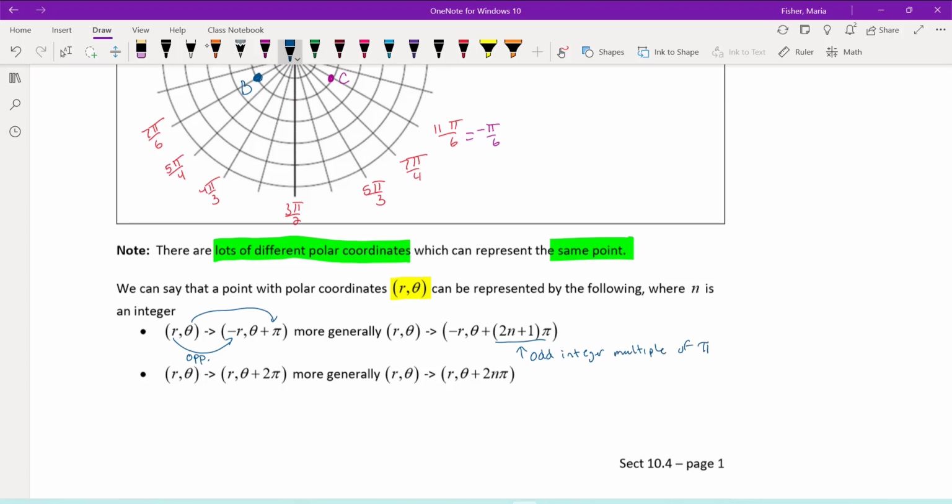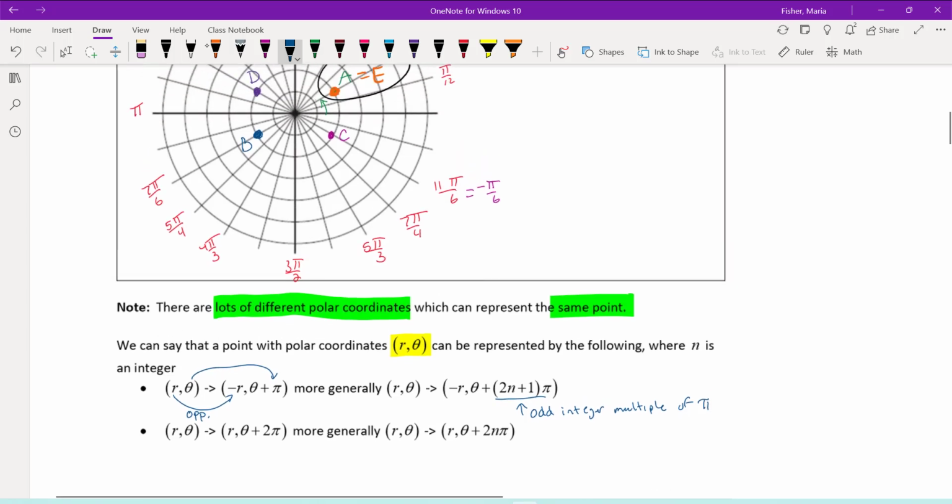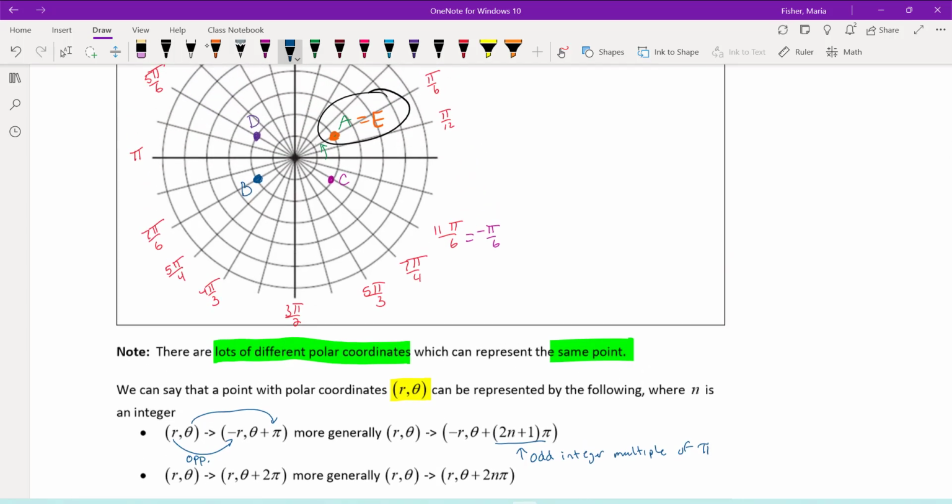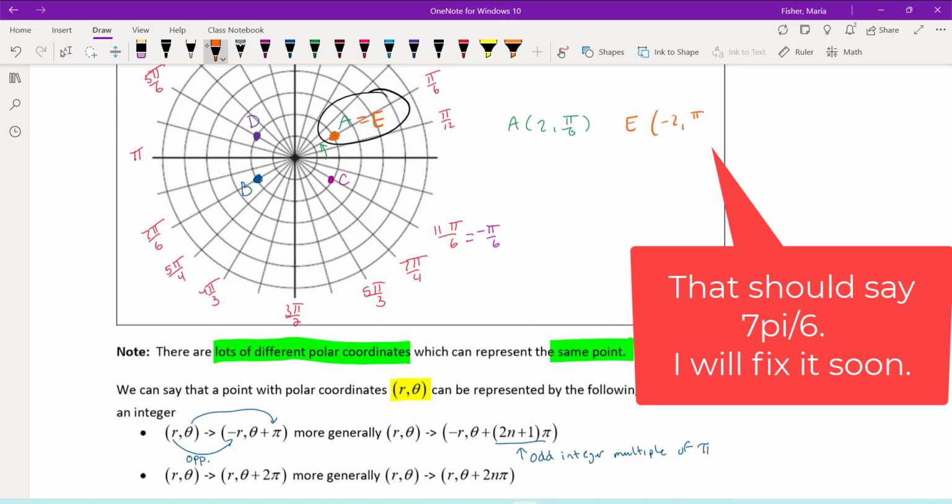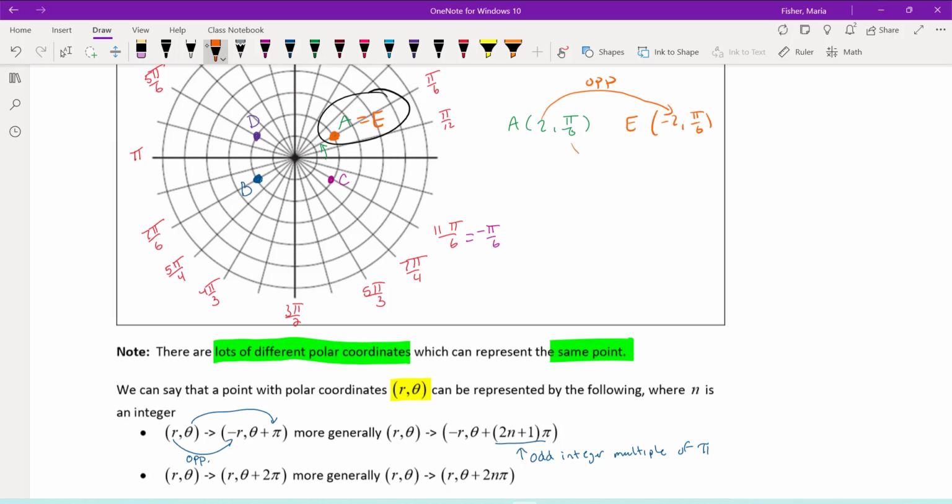So notice what we had up here was A and E, and A we knew was the point 2, pi over 6. E was the point negative 2, 7 pi over 6. So notice I went from 2 to negative 2, so this is opposite. And for my angle, I added an odd integer multiple of pi. Sorry, that should have been a 7. It's because pi over 6 plus pi would equal that 7 pi over 6.